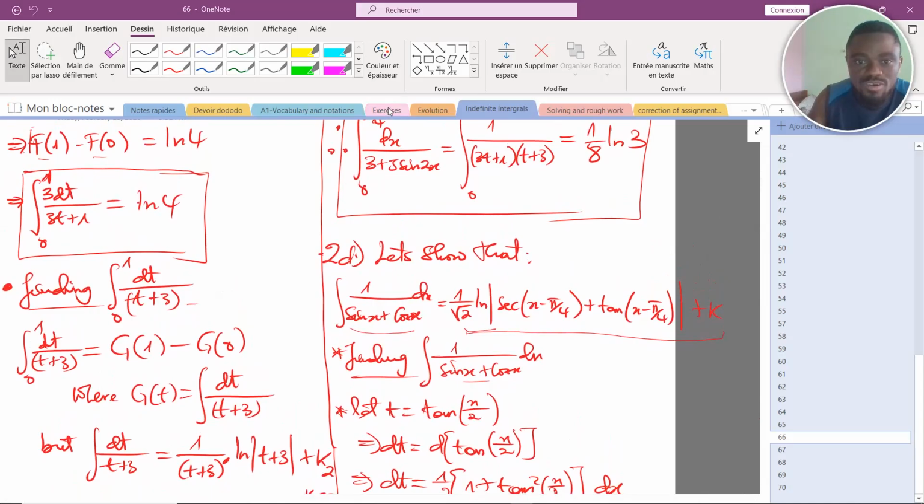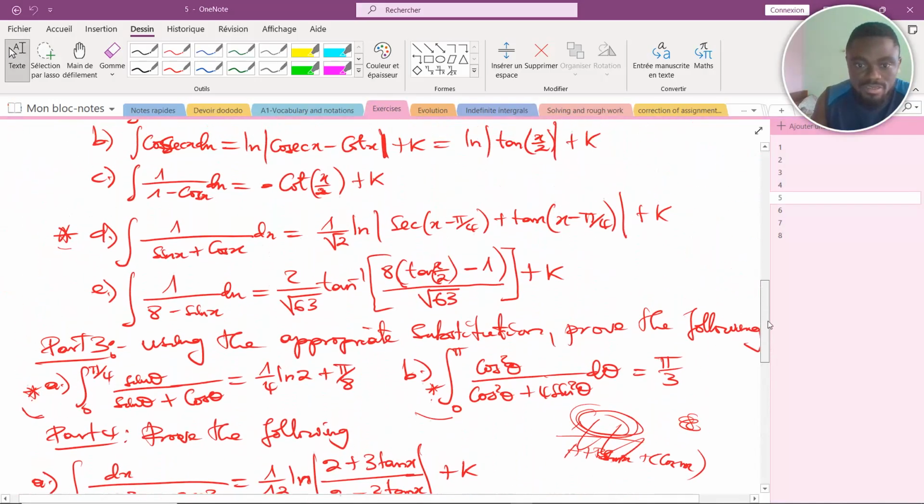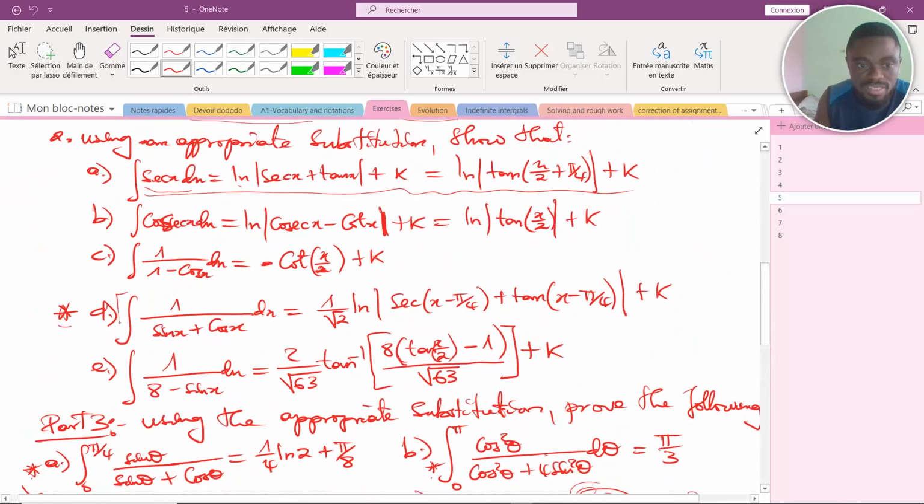Today we are going to do an exercise. What is this exercise? We are going to prove that the integral of 1 all over sin x plus cos x dx is equal to 1 all over root 2 times ln of the absolute value of sec(x minus pi/4) plus tan(x plus pi/4).